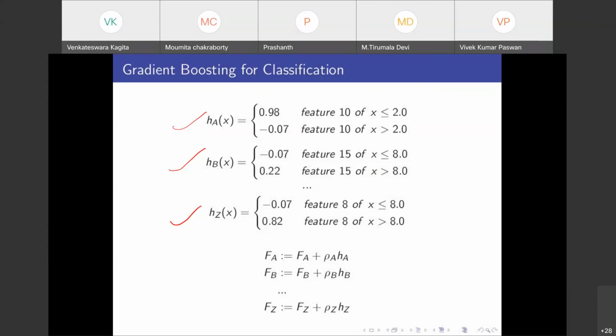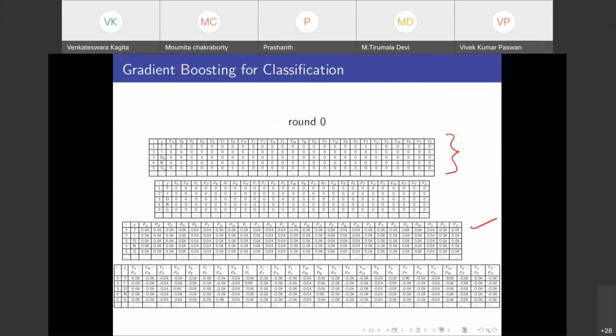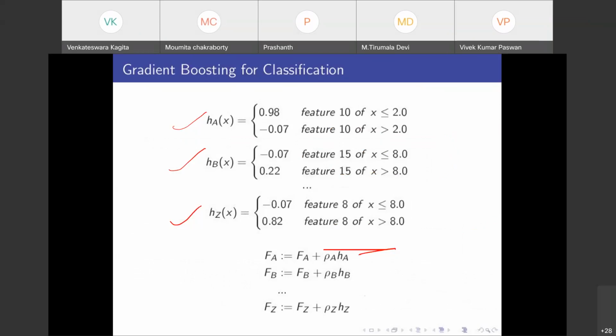So we are learning this model H and adding it to the existing model. We are updating the model as FA equal to FA plus HA, FB equal to FB plus HB, FZ equal to FZ plus HZ. We fit the model to this residual term, and once we get the model, we update the existing model FA equal to FA plus HA. We're just fitting this model to the negative gradient.